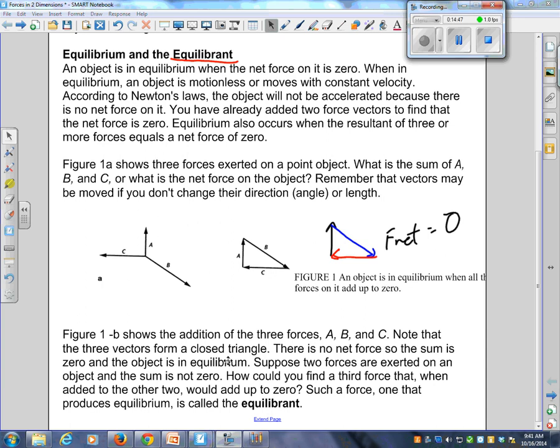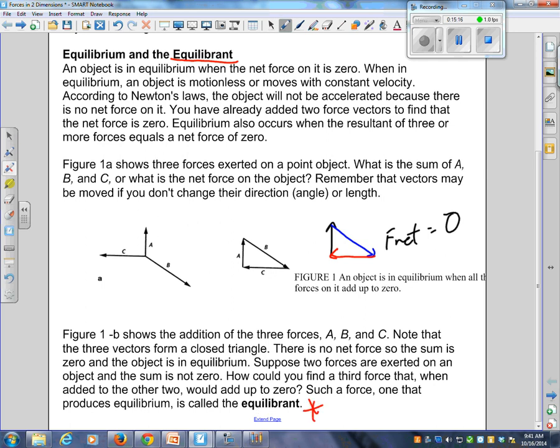Where was I? Suppose 2 forces are exerted on an object and the sum is not 0. How would you find a third force that when added to the other 2 would add up to 0? So that's what we're talking about here. If I've got an A and a B and I don't know C, C is called the equilibrant. C is the one that puts it in equilibrium, makes the net force 0, if you only know A and B. Such a force, one that produces equilibrium, is called the equilibrant. There's the key term right there.